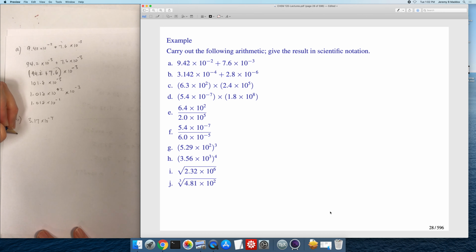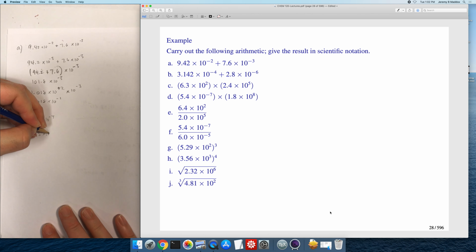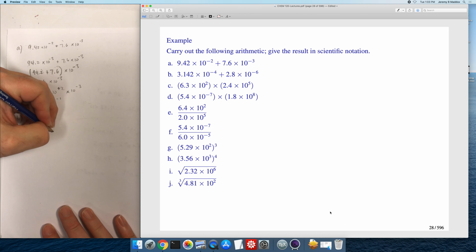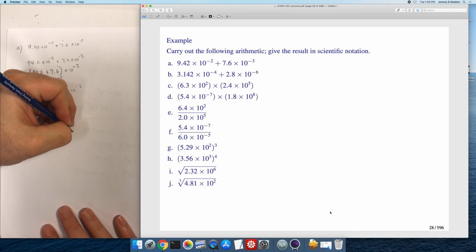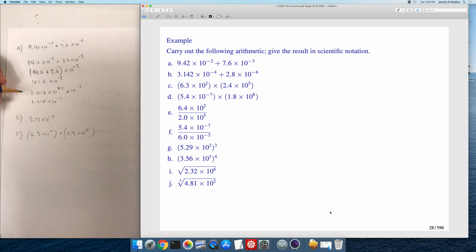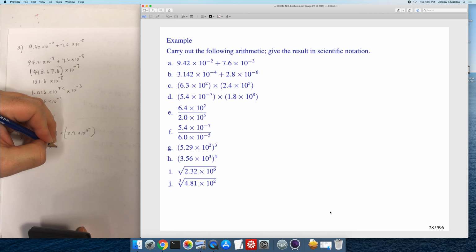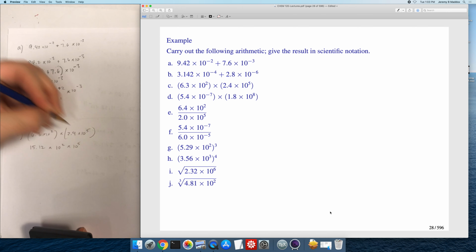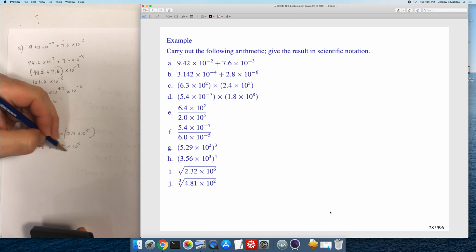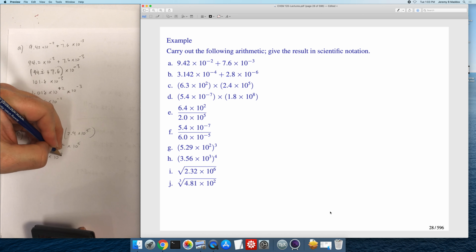I'm going to go ahead and do part C because it's a multiplication type problem. So 6.3 times 10 to the 2 times 2.4 times 10 to the 5th. We are multiplying these two numbers together. How you do that is you multiply the two significands. So 6.3 times 2.4 gives us 15.12, and then it's times 10 to the 2 times 10 to the 5th. The way you combine these is by adding together the exponents, 10 to the 7th.